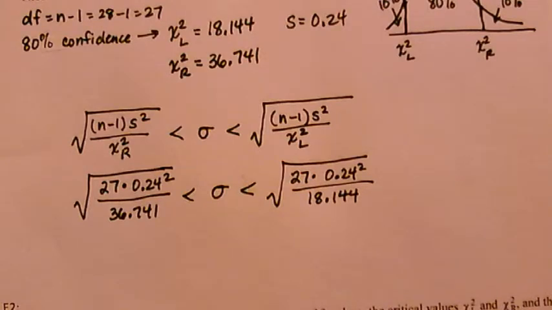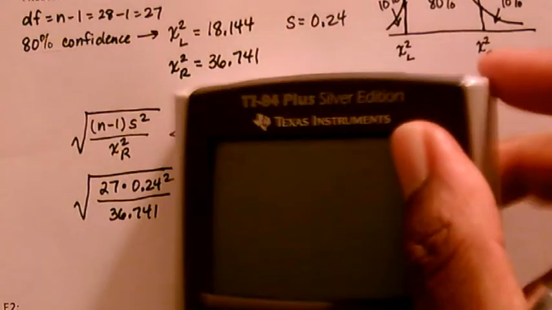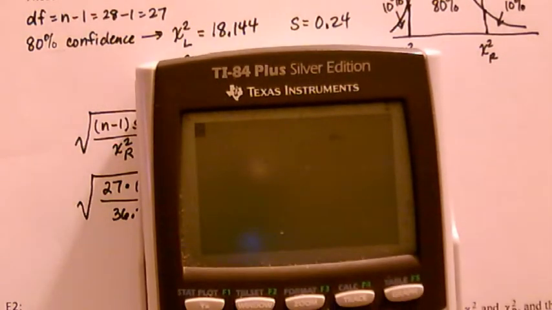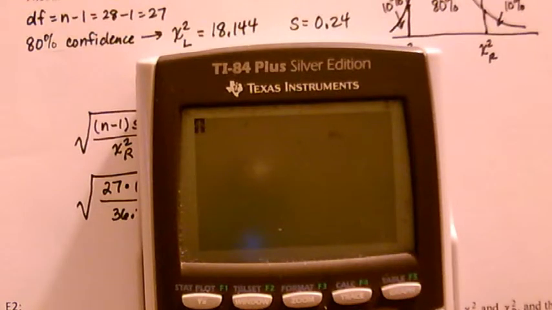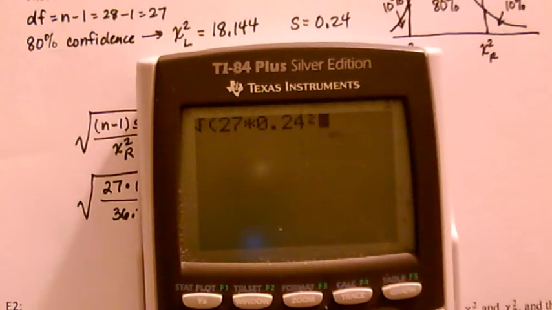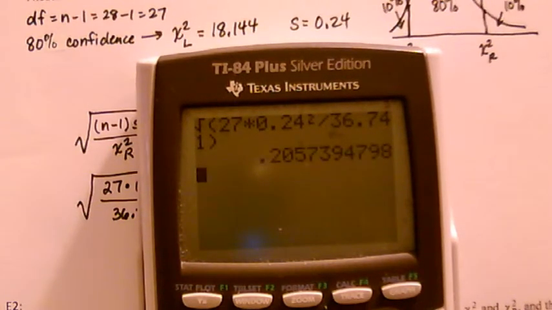Using our calculator. Now on the left side, we do second x squared, and then 27 times 0.24, and then hit x squared to square that, and then divide that by the 36.741. Close parentheses. Then hit enter.